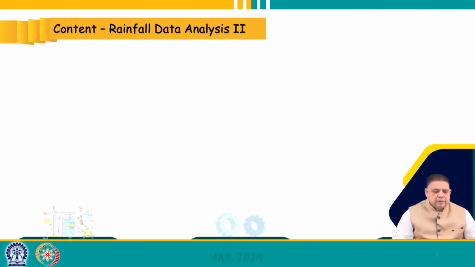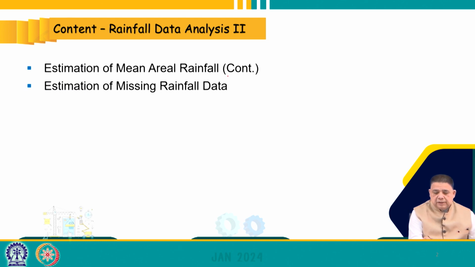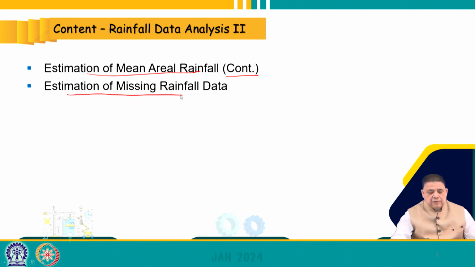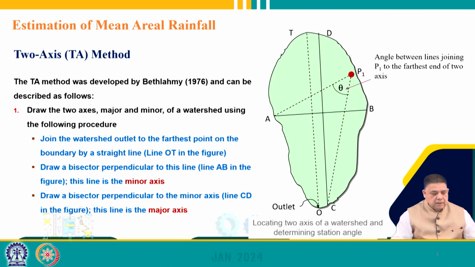And in this lecture, we will continue with our discussion on the estimation of mean areal rainfall, and then we will talk about estimation of missing rainfall data. So, if you remember in the previous lecture when we started with the estimation of mean areal rainfall, we said that because in a catchment we can have multiple rain gauges and each rain gauge gives a point rainfall, in order to get a representative value for the catchment, we need to estimate the mean areal rainfall, and there are 4 important methods: the arithmetic average method, Thiessen polygon method and isohyetal method. These 3 methods we discussed in the previous lecture.